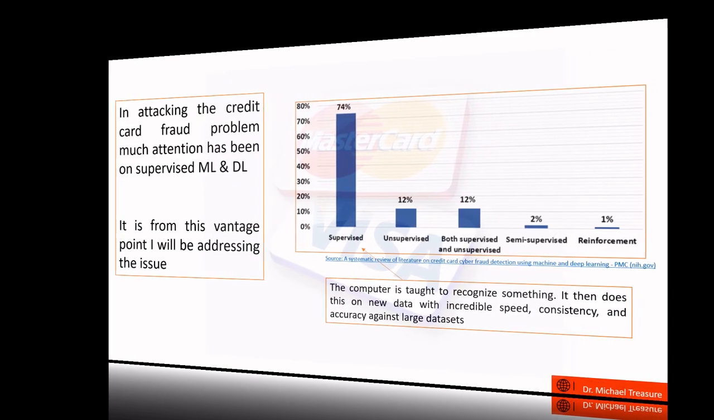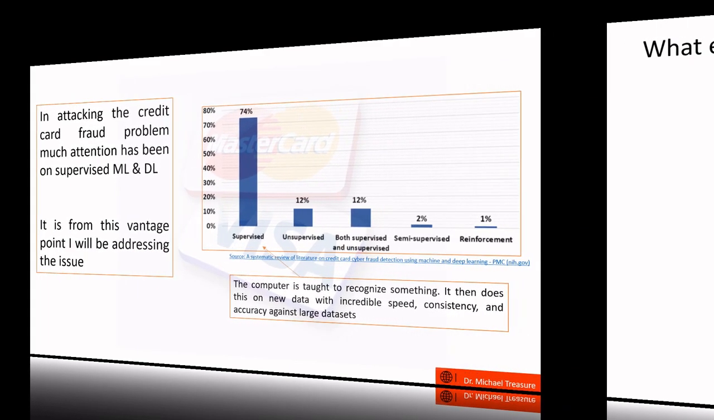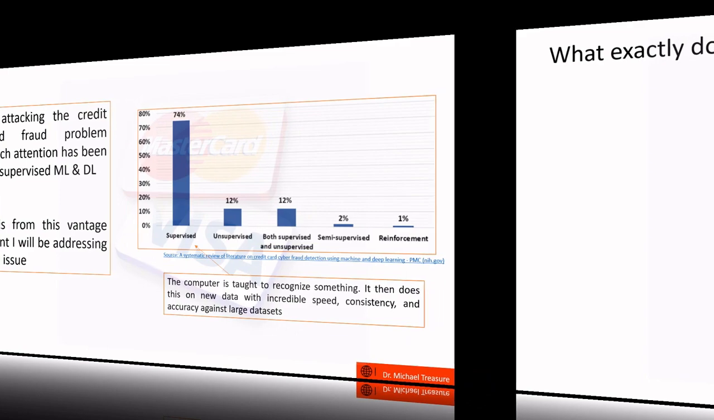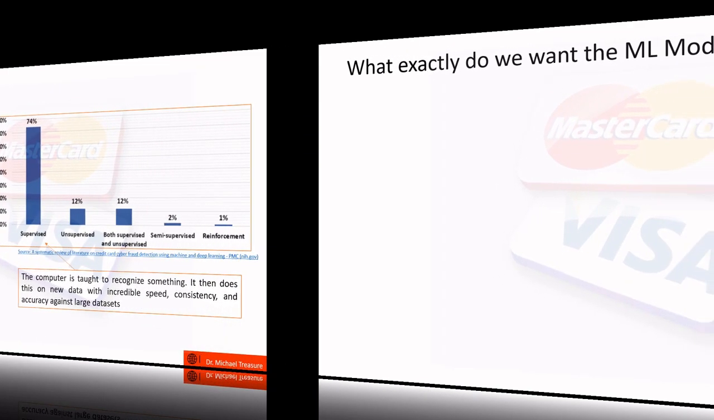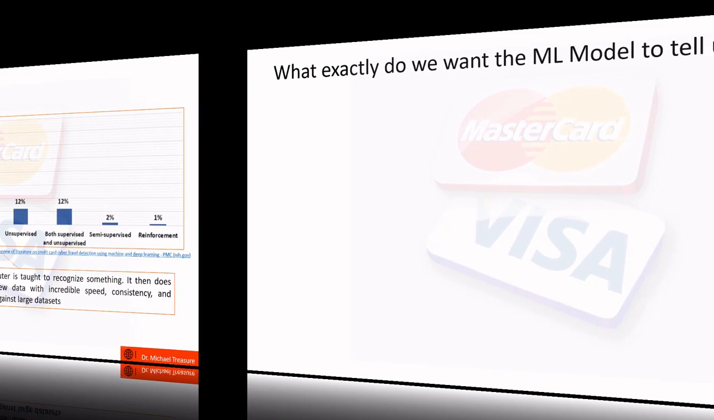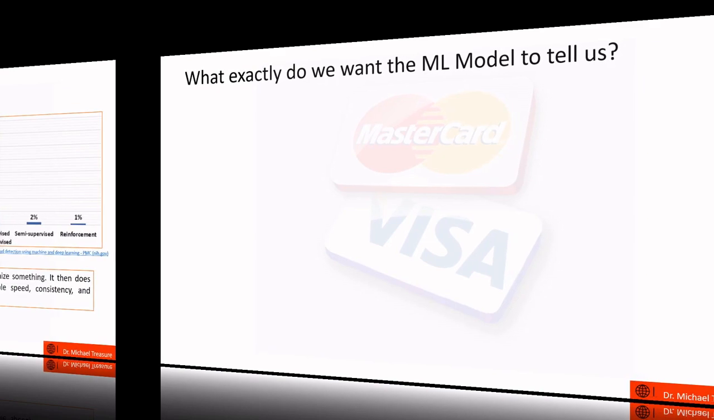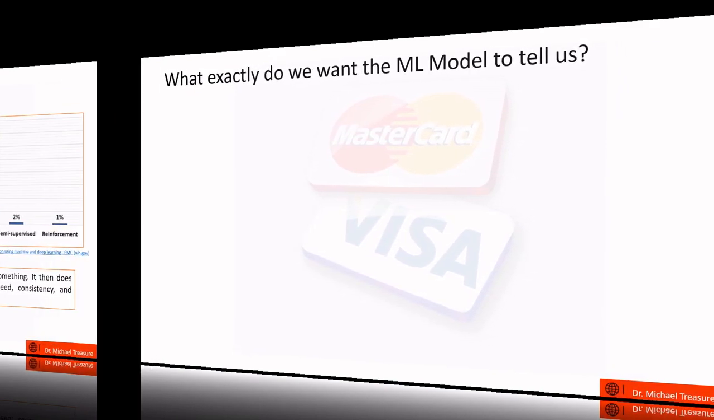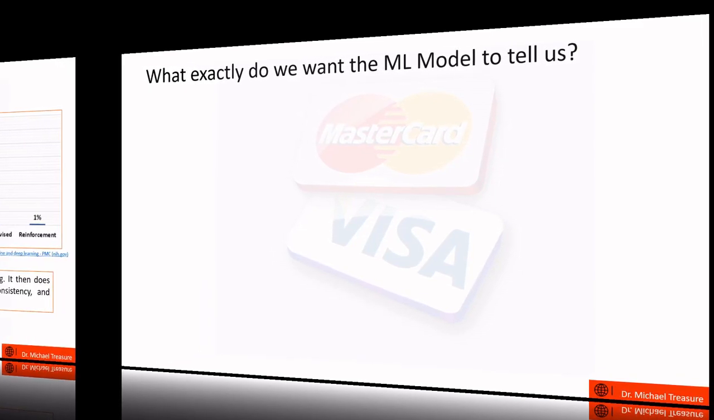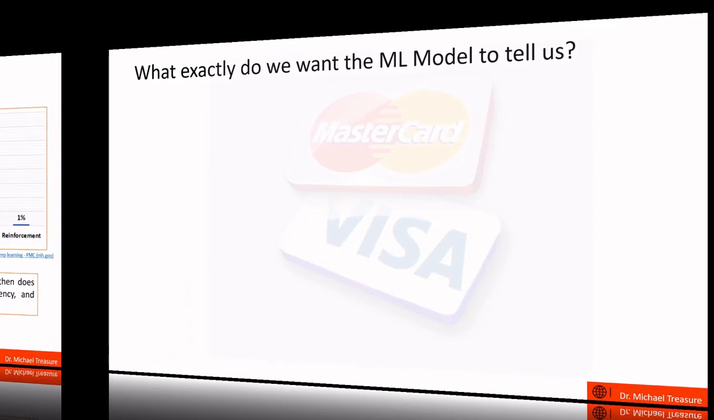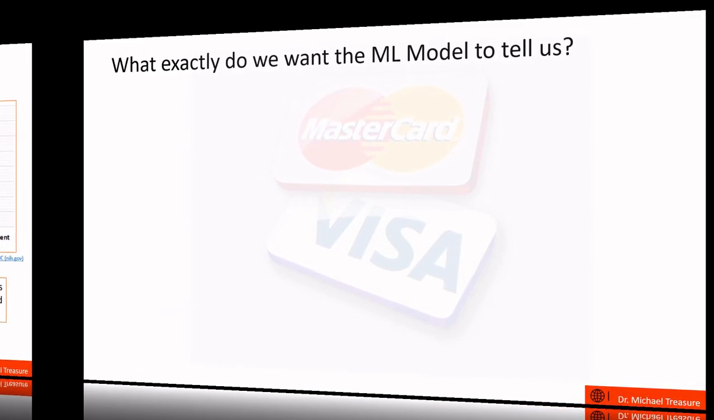So, what exactly do we want the computer to tell us? Three things. First, we would like to know the probability of a transaction being fraudulent by categorizing the transaction as a 1 for fraudulent or 0 for not fraudulent. The second thing is we would like the computer to tell us the probability of a transaction being fraudulent, that is 1, or not fraudulent, 0, and categorized as done at retail point of sale or over the internet.